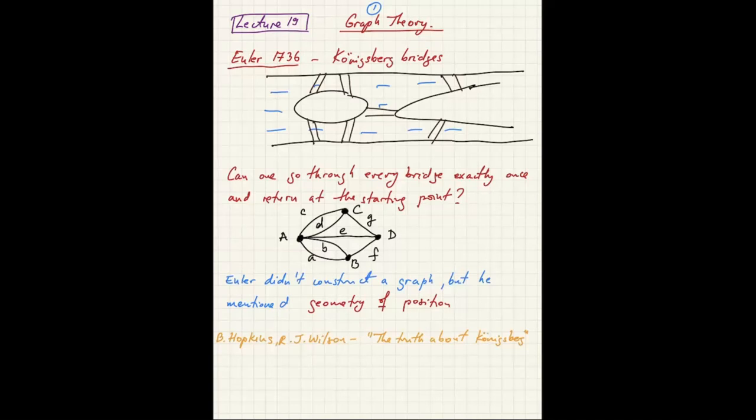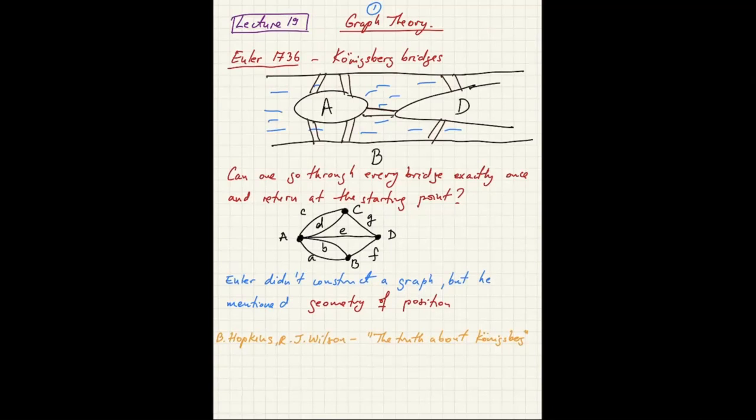In the town of Königsberg, you have the river Pregel, which is drawn there in blue ink. And you have 4 pieces of land. You have a north part, then you have an island, called A, and then you have a south part, B, and this other piece of land here, D. You have 7 bridges connecting them, and the challenge that was posed to Euler was to go through every bridge exactly once and return to where you started.